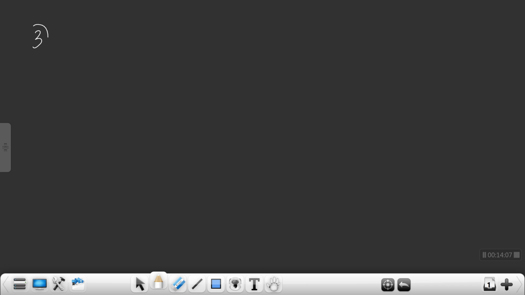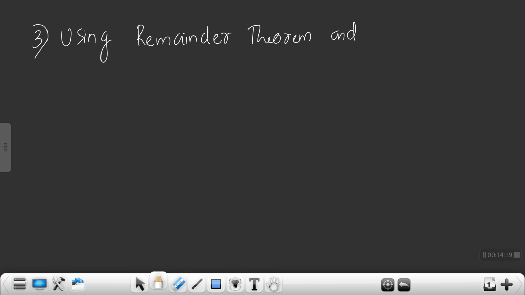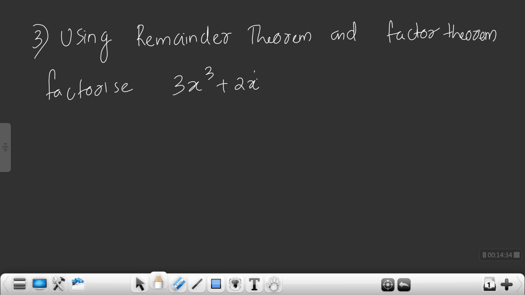Now question number 3. Using remainder theorem and factor theorem, factorize 3x cube plus 2x square minus 19x plus 6 completely.